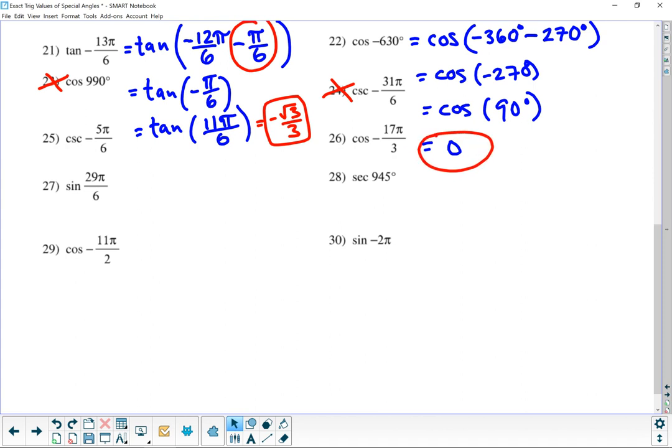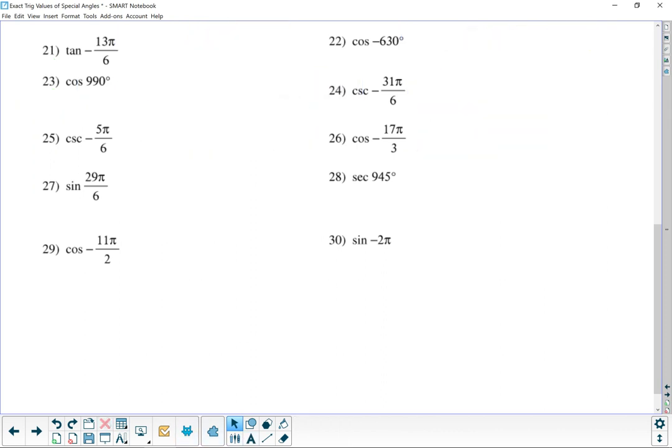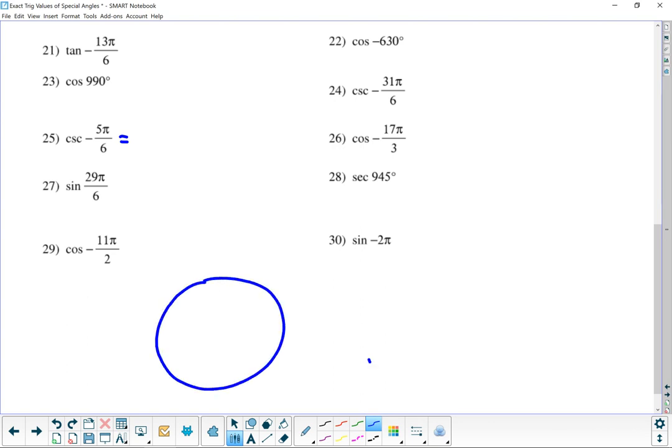25. Actually, I'm going to erase some stuff just to make room. So again, 23, 24, we did in class already. 25. Cosecant of negative 5 pi over 6. If you look around your unit circle, you do see a 5 pi over 6. It's about right there. That is about 5 pi over 6, which is the last point before the pi or the 180.